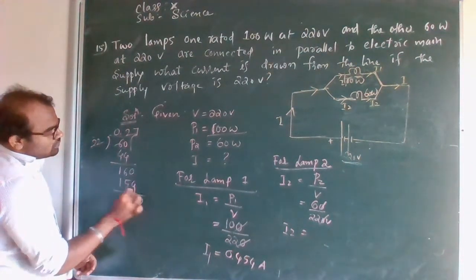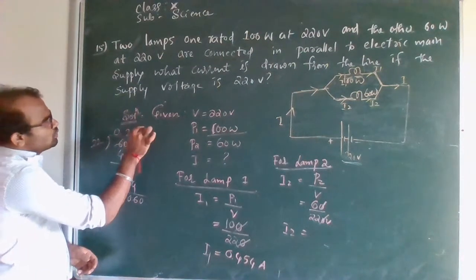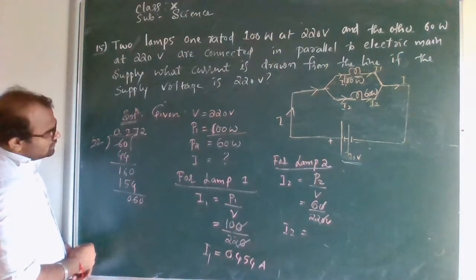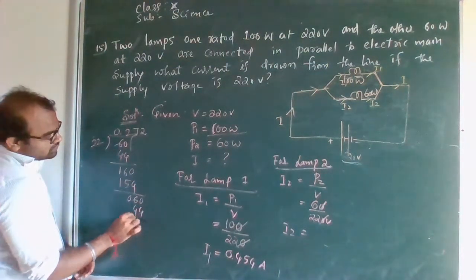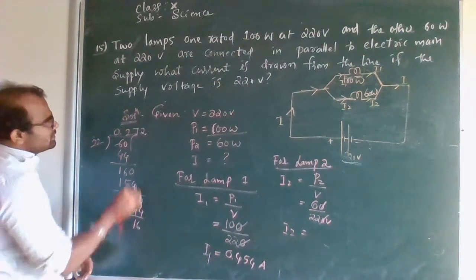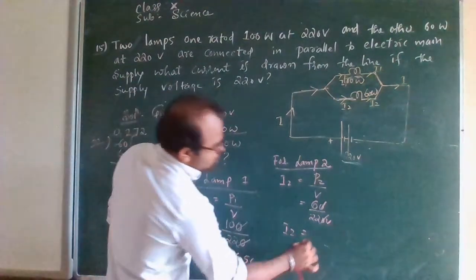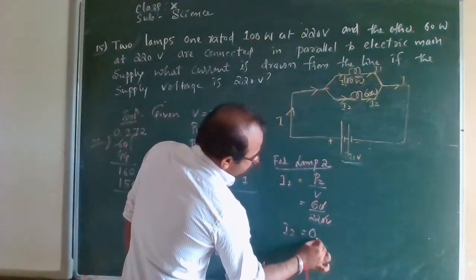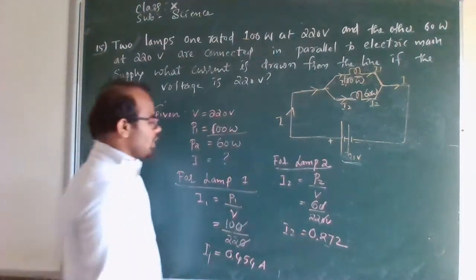Again if you take 0 here, 22 2s are 44. So 16 will come. So we got 3 digits, no problem. So we can make it as 0.272. Now 0.454 and 0.272 we have to add.